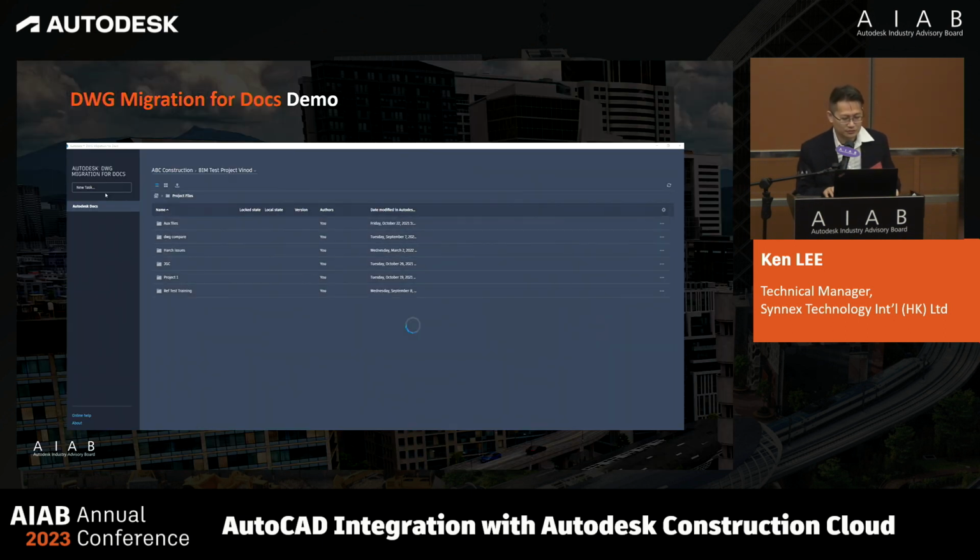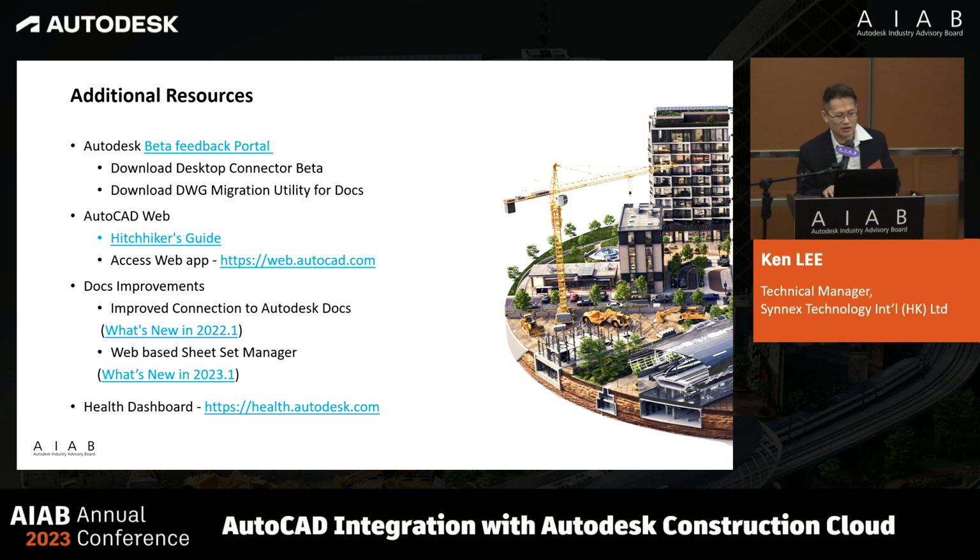Okay, and this is one more additional resource I would like you to take a screenshot of, because, as I mentioned, the DWG migration utility is in beta testing, so you cannot find it in your desktop connector or in your AutoCAD. You have to go to the beta feedback portal. You need to log in to test it, so you can try the latest. More than the DWG migration utility, there are more and more beta functions you can test. So I highly recommend you go to that portal.